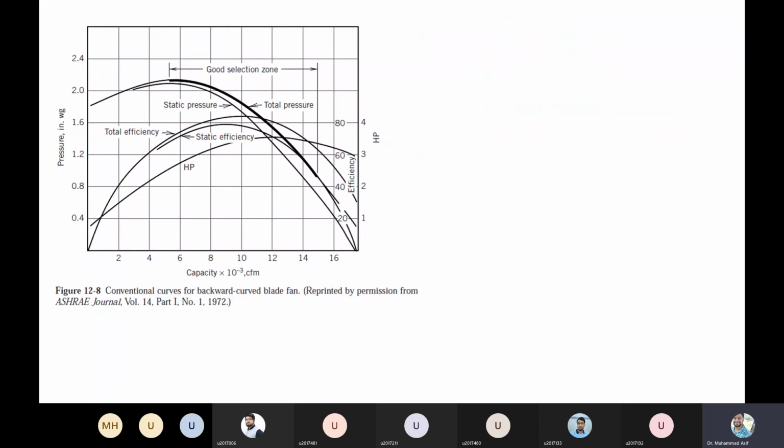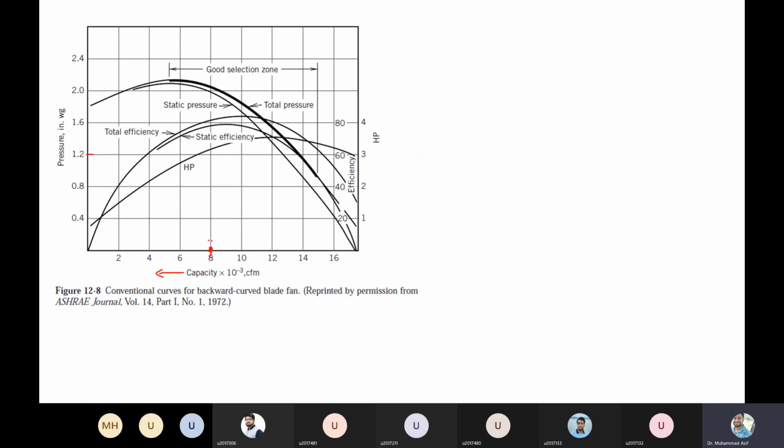Let's say you know the desired capacity, I mean the flow rate. This flow rate is known from the heating and cooling load calculation. So let's say your desired flow rate is 8 CFM, and one more input is required. That's the pressure, the total pressure loss. Let's say the pressure loss is 1.2.